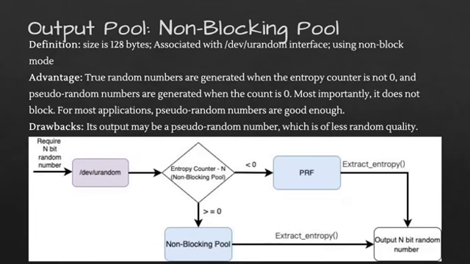The advantage is that truly random numbers are generated when the entropy counter is not zero, and pseudo-random numbers are generated when the counter is zero. Most importantly, it does not block. For most applications, pseudo-random numbers are good enough. Its drawback is that its output may be a pseudo-random number, which is of less random quality.